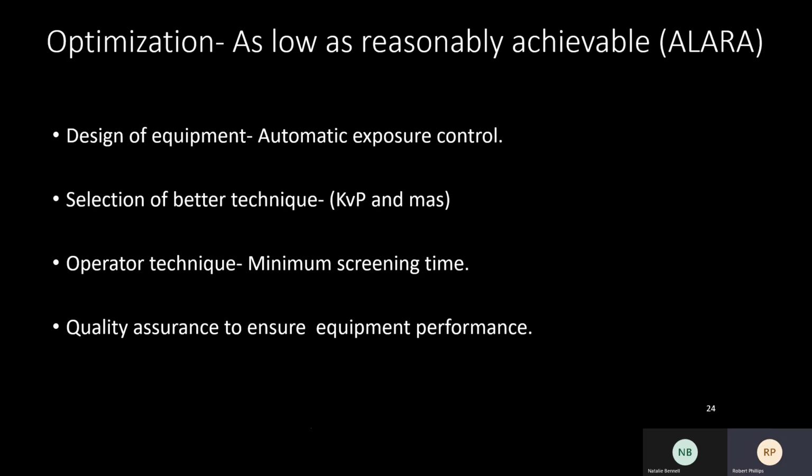Third is operator technique, that is minimal screening time. And finally, regular quality assurance to ensure optimal equipment performance. Regularly, every week, every month.